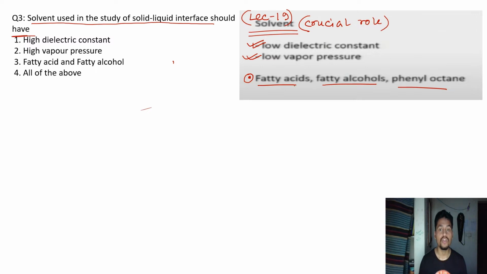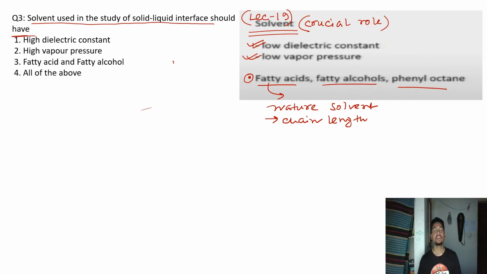And also, let me tell you that the nature of the fatty acid and in general the nature of the solvent, like the chain length of that solvent and all, is actually going to play a very important role in the adlayer pattern, the molecular adlayer pattern at the solid liquid interface, how it will look like.